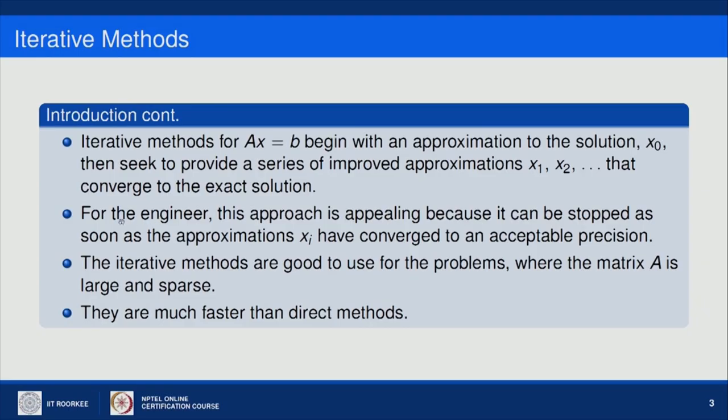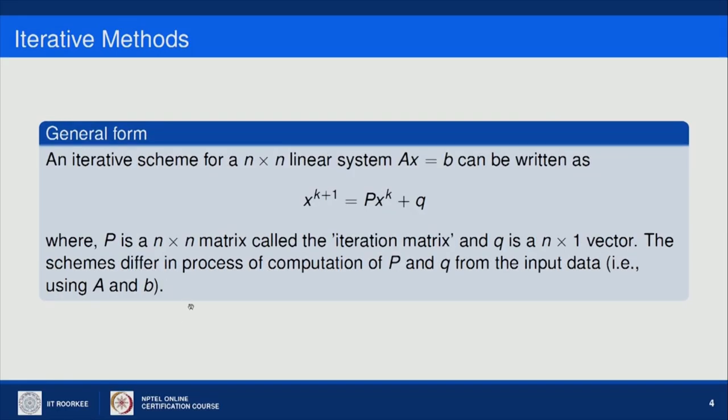In engineering problems, this approach is appealing because it can be stopped as soon as the approximation xi has converged to an acceptable precision, meaning whenever the difference between the exact solution and the solution in any iteration is less than a given threshold. Iterative methods are good to use for problems where the matrix A is large and sparse. In these cases, they are much faster than the direct methods. So, let me introduce these methods in a general setting.